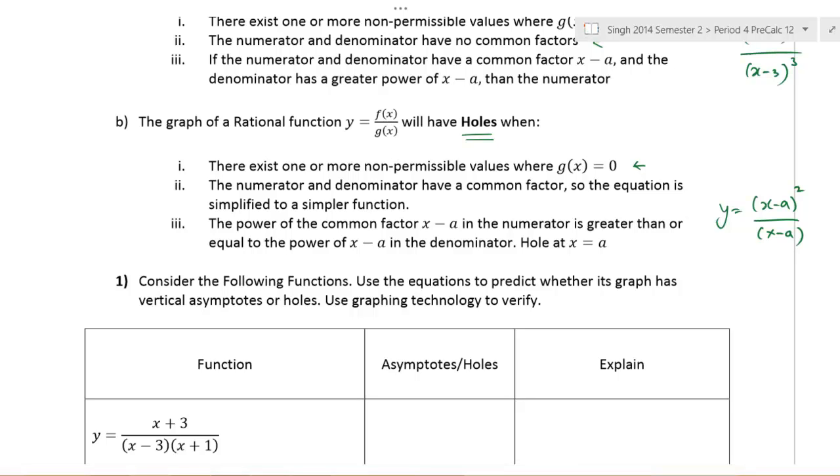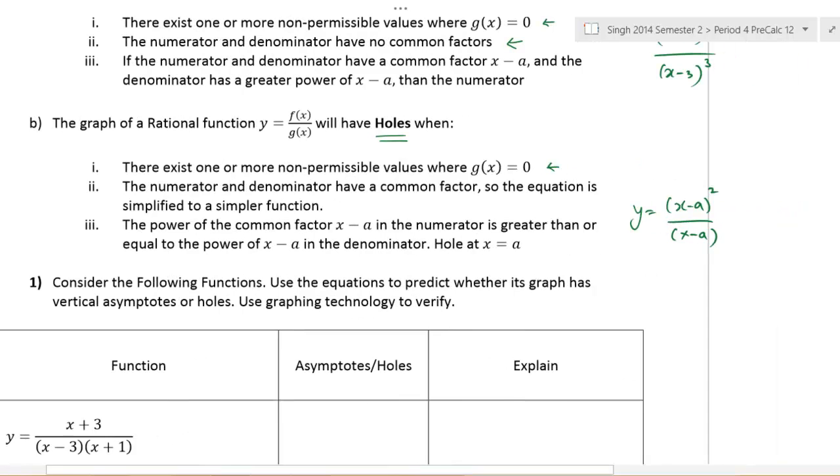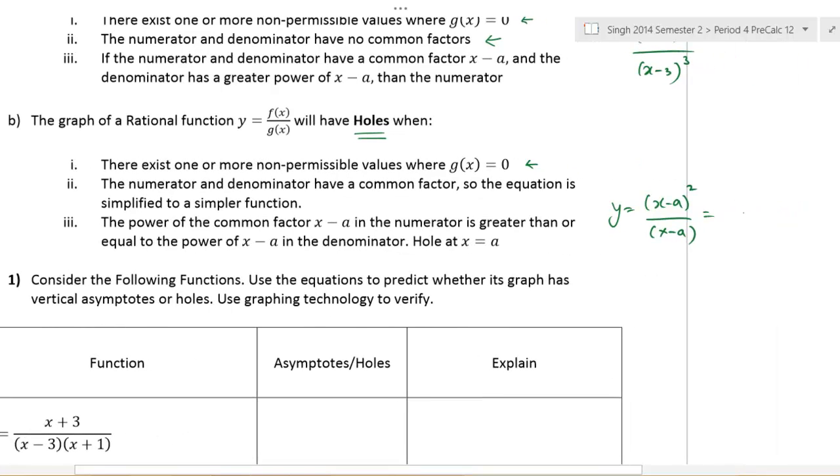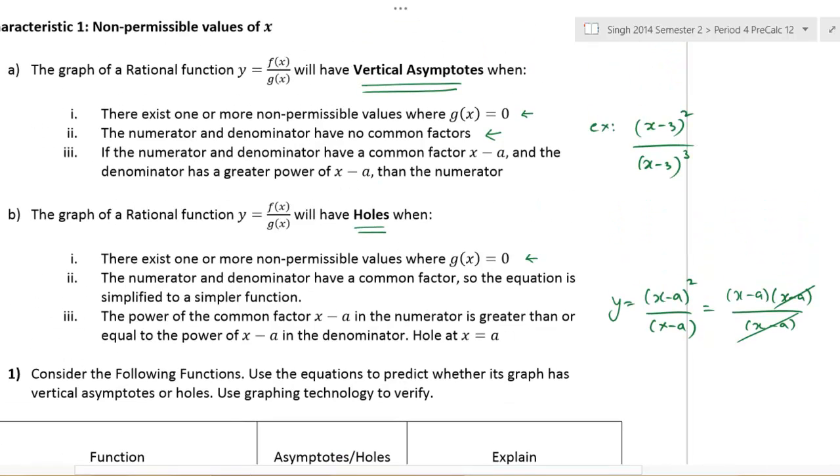Now the key idea behind this is that any factor top and bottom crosses off, right? Because when the power at the top is bigger, we'll have two factors of x minus a at the top and one factor of x minus a at the bottom. So one of these factors is going to cross off. Whenever a factor crosses off, that's the main criterion for having a hole. Whichever factor crosses off, at that factor there is a discontinuity that's going to be a hole. In this scenario up here, we're going to have factors cross off.